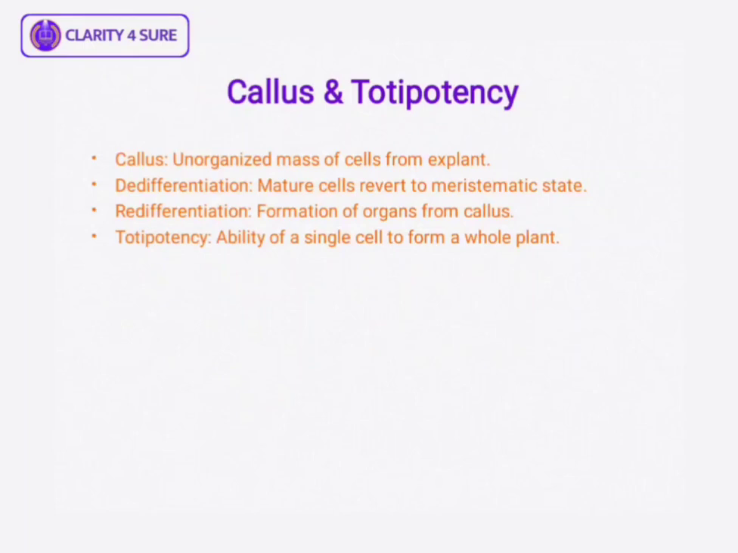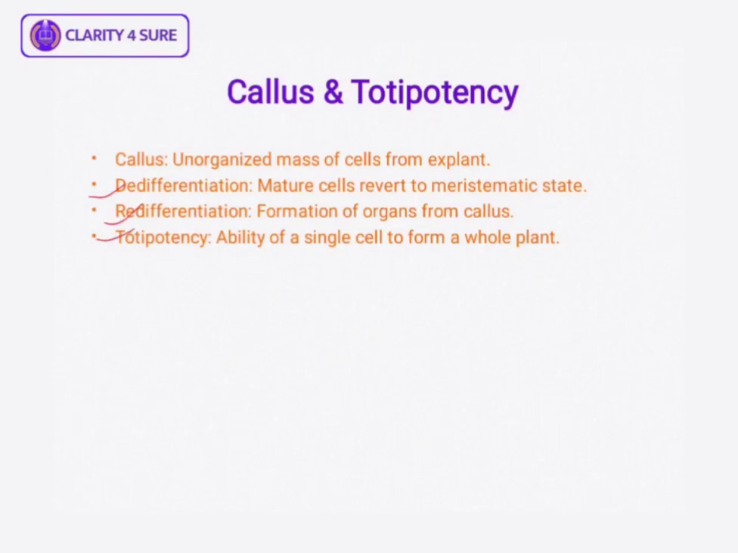First one is callus. Callus is an unorganized mass of cells from explant. Okay, I've already explained both these terms. De-differentiation is when mature cells revert to meristematic state, and redifferentiation is formation of organs from callus, basically going back to it. Then we have one more term, totipotency.